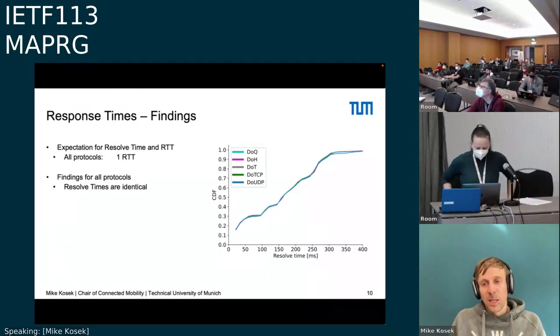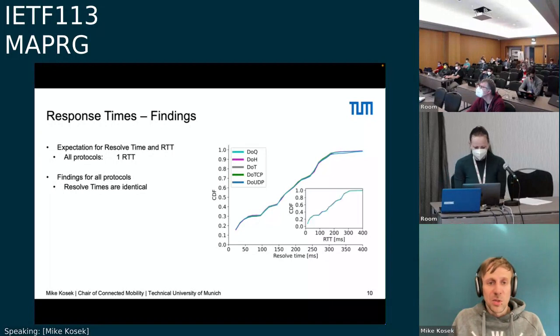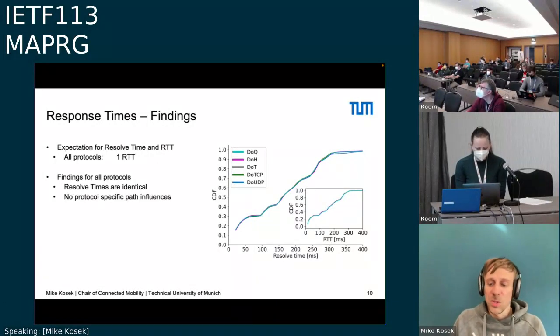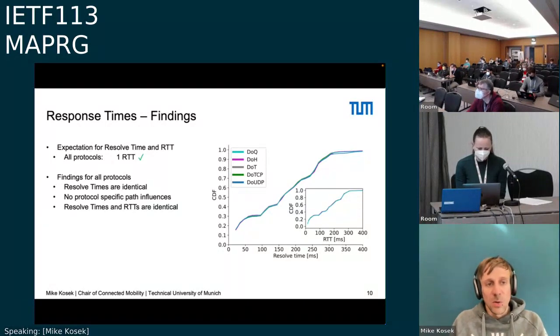Moreover, if we now look at the protocol-specific RTT measurements, which are shown here in the subplots, we also see that all protocols overlap. So we find no protocol-specific path influences here. And if we would overlay those figures, we would see that the resolve times and the RTTs are actually identical. So our expectation of 1 RTT for resolve time and for the RTT measurement is confirmed.